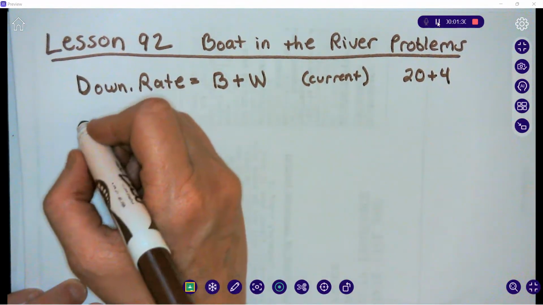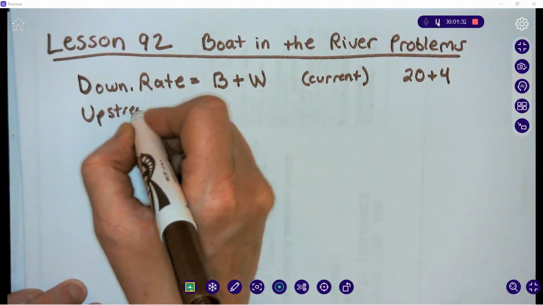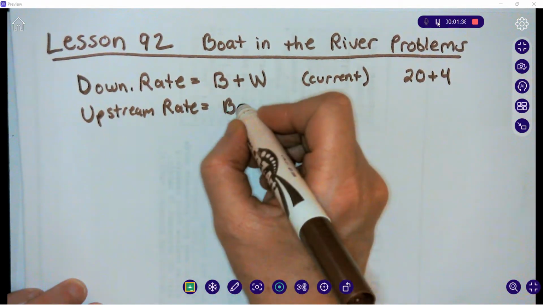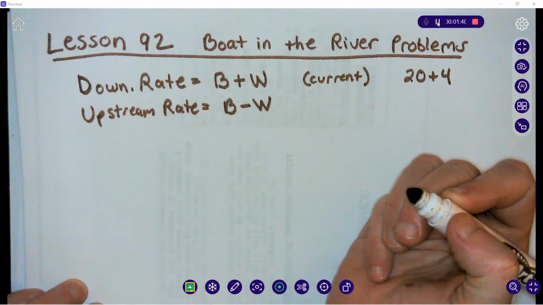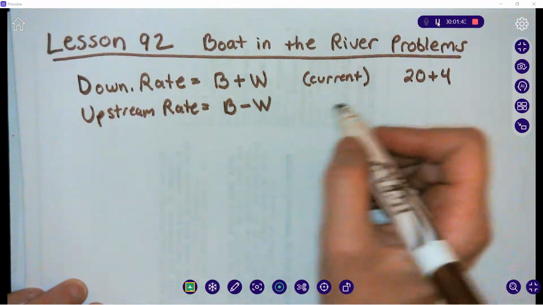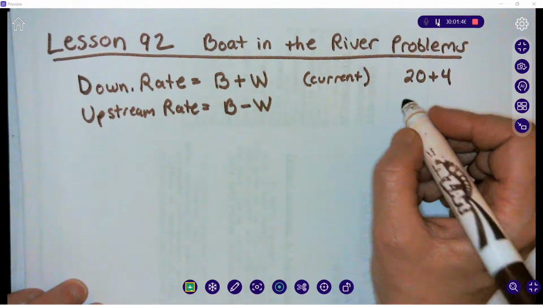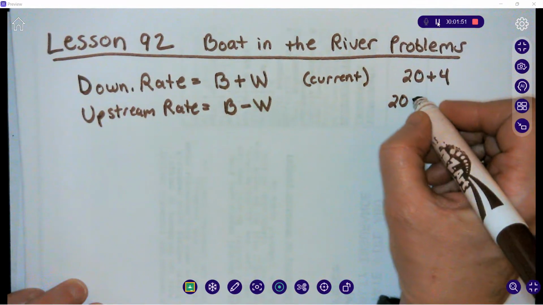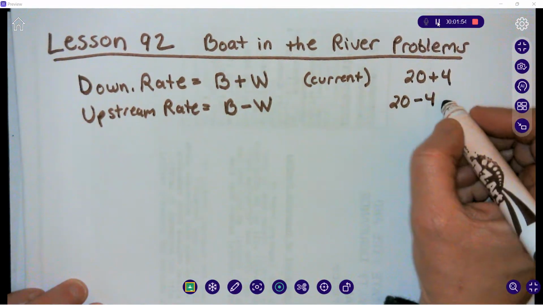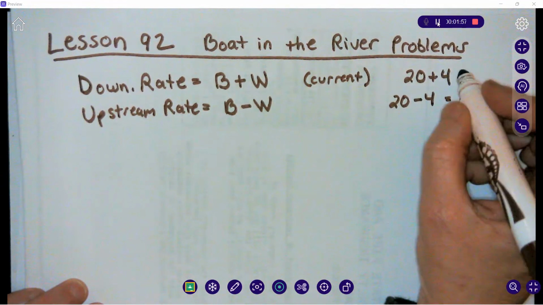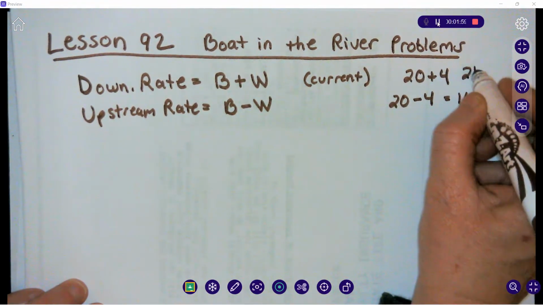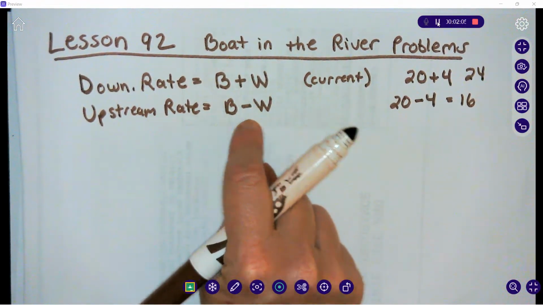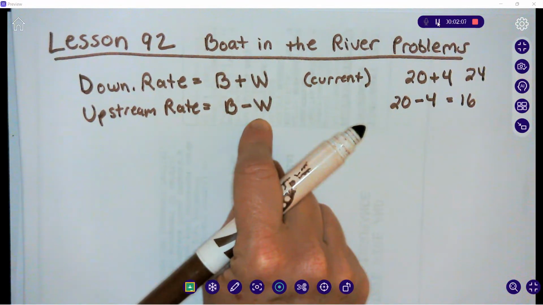Now the upstream rate, it's harder to go upstream because you're going against the current. So the upstream rate is the rate of the boat, but then you have to subtract the rate of the water or the current. In this same case, if the boat was going 20 miles per hour but they're going against the current, we have to subtract that. If the current is moving at 4 miles per hour, then the upstream rate would be 16 and the downstream rate would be 24. So you have to use the rate of the boat plus the water and the rate of the boat minus the water. So then that gives us 2 different equations.